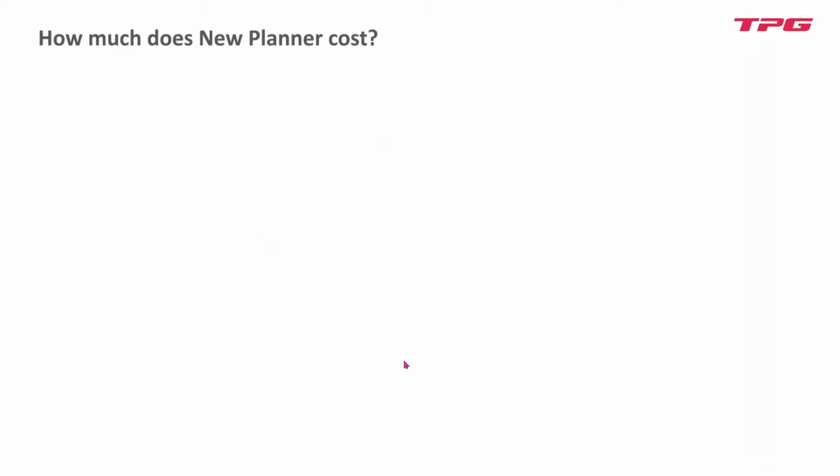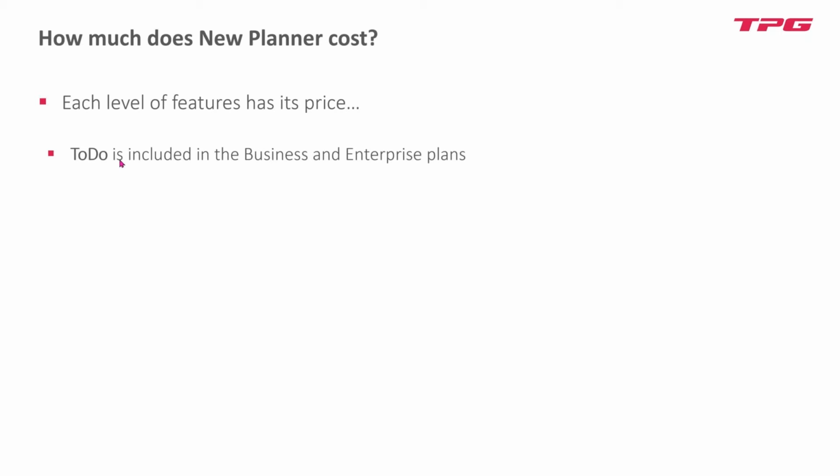And that means, if you want to use it, and I said something about licenses, Thomas, there were different licenses. Yeah, it's definitely repeating from what we said before, but it makes sense for the ones that just joined us now. Every level of features has its price. To Do is included in business and enterprise plans. Planner with basic plans is also included in the enterprise plans, at least D1, D3, and D5, which many of you might use for the office applications.